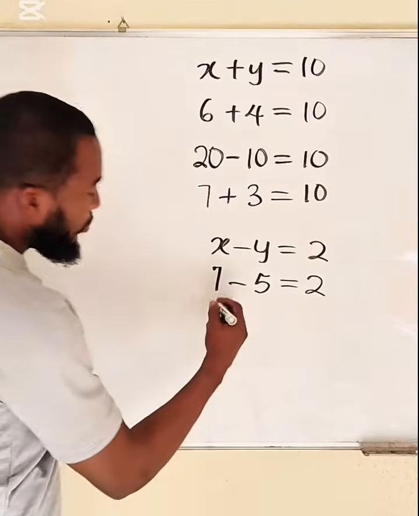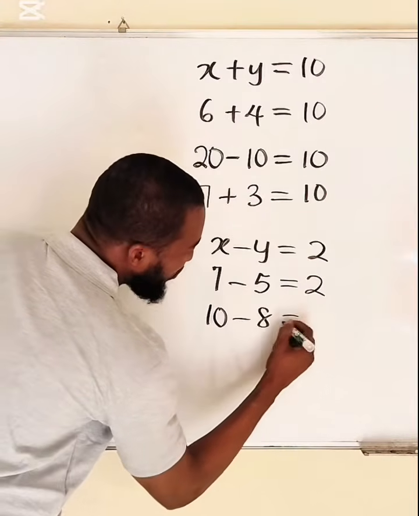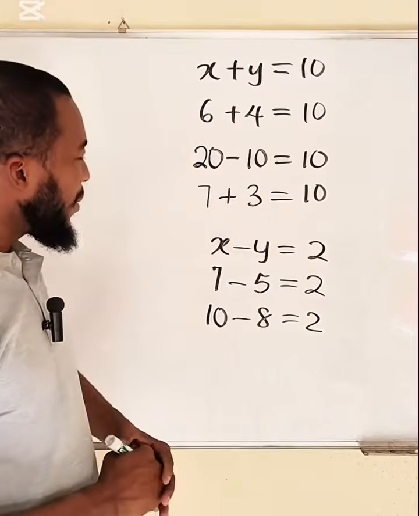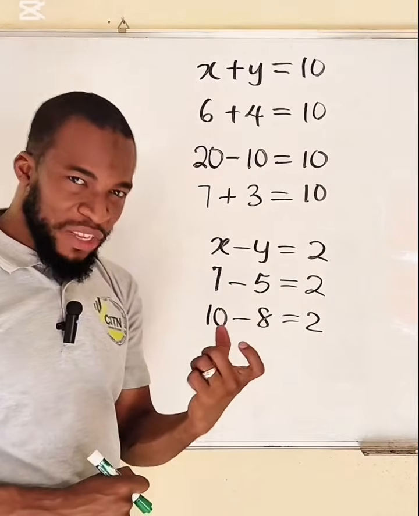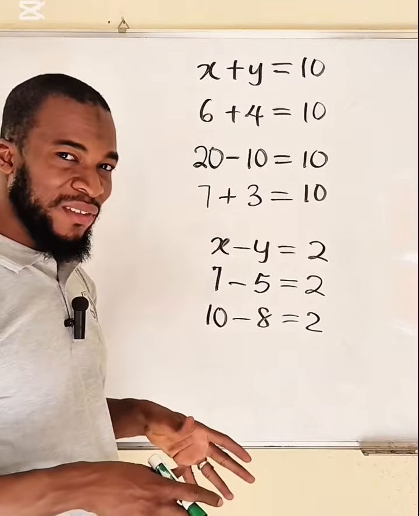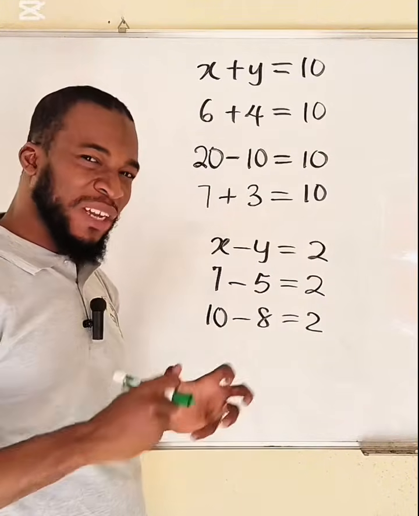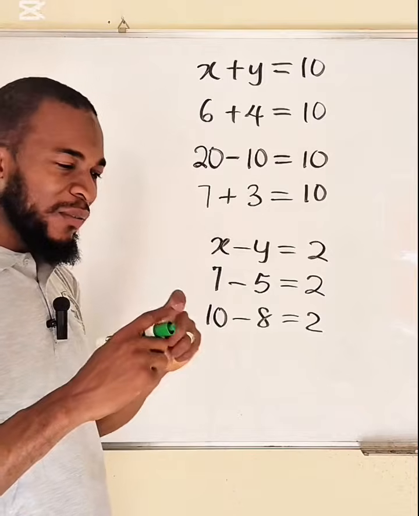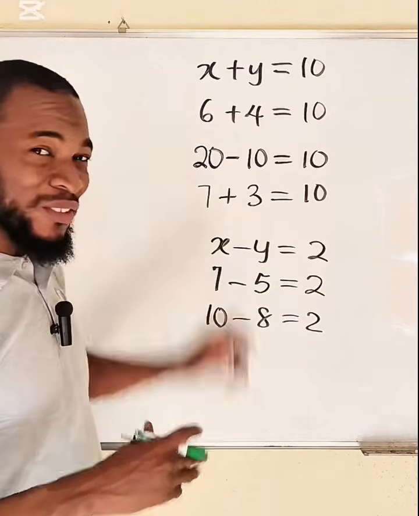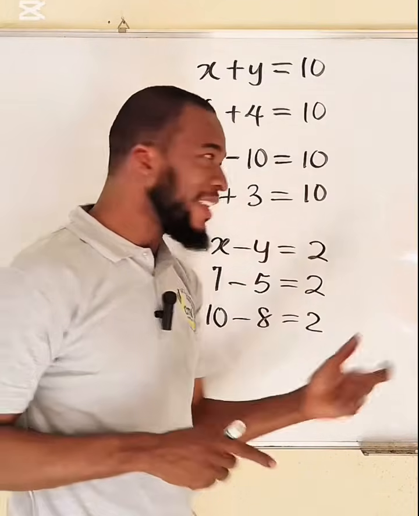And maybe we have 10 and this is 8. This will be equal to 2. So we have infinitely many combinations. But the question is, do we have a combination that will satisfy the two equations? If there is, then that's where we are coming from. That's our main objective. We would like to determine that value of x and y that will satisfy these two equations simultaneously. This is why we have that simultaneous linear equation.